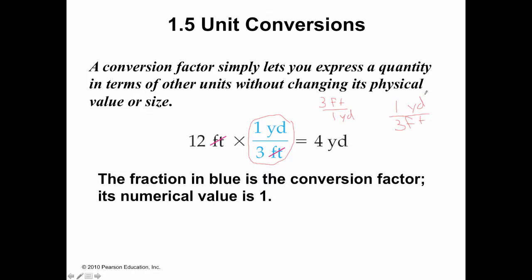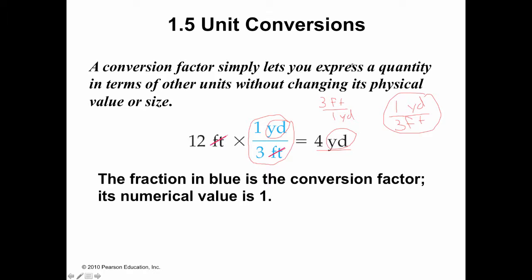Okay, now we're going to choose the second option because the second option allows us to cancel our feet, the units of measure, leaving us with the unit we desire, which is yards. And so basically we have 12 times 1, which is 12, divided by 3, which gives us 4, and then our unit of measure, or dimensional analysis, is in yards, which is what we would probably want in this case. And so that's basically it.